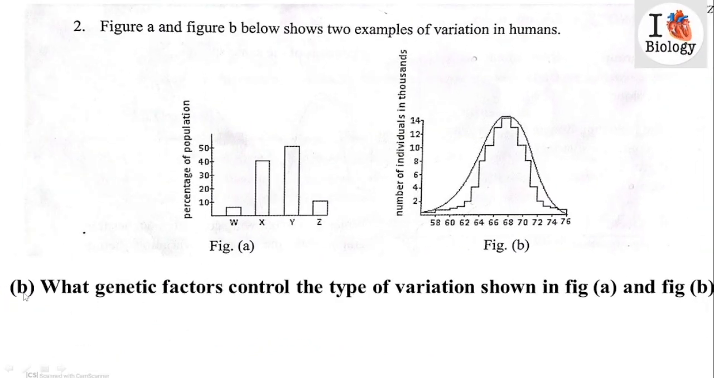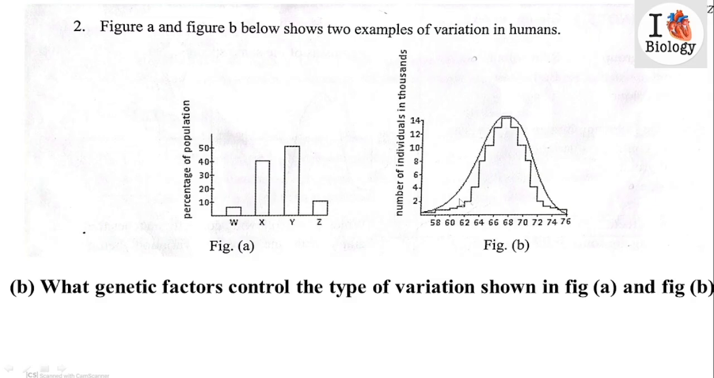So here is our question B. Our question B reads, what genetic factors control the type of variation shown in figure A and B? So we are looking for the genetic factors that will control discontinuous variation, which is in A, and continuous variation, which is in B. Discontinuous variation is normally controlled by a single pair of alleles or few genes, while continuous variation is controlled by many genes, or you can say many or several pairs of alleles.